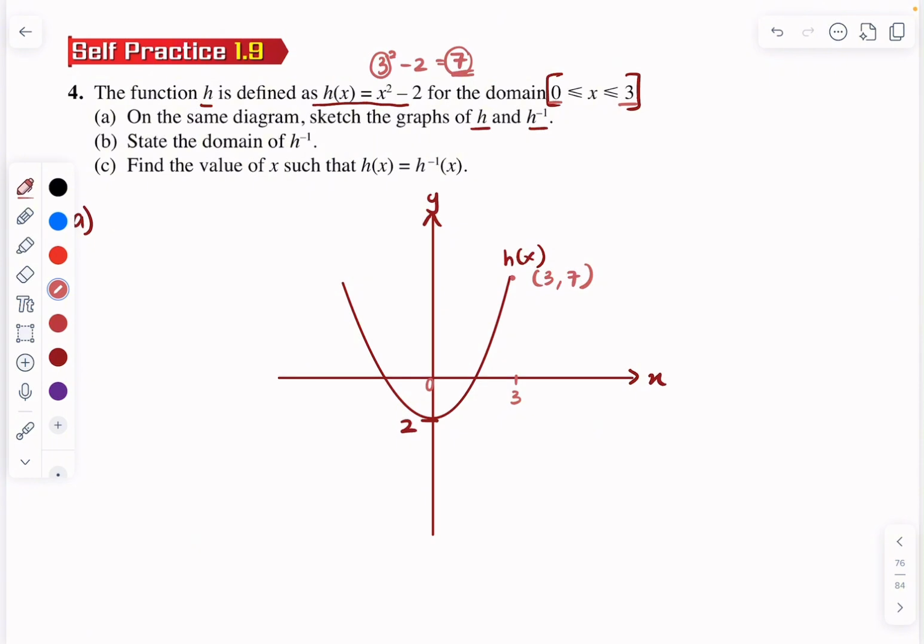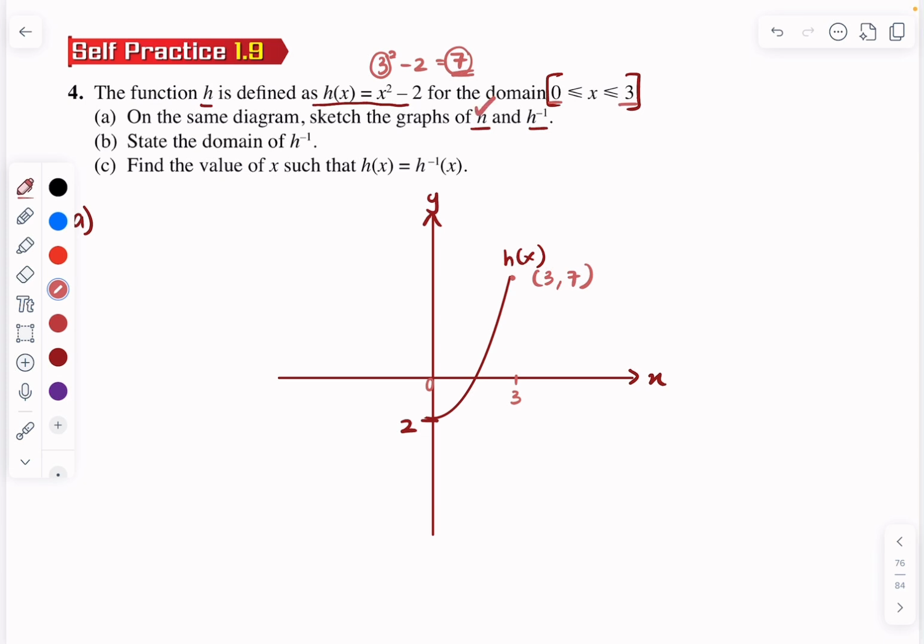Then what we can do is erase all this. This one we don't want, until here we don't want, too much already. And just erase all this. And pop. So this is our graph h(x). So this one is done.